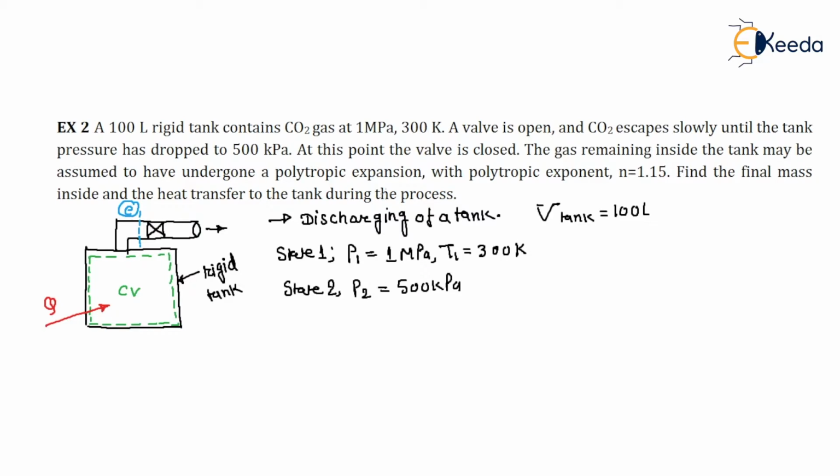At this point the valve is closed. When the pressure inside the tank is reduced to 500 kilopascal, the valve is closed, then the gas which is left in the tank will expand. Why expanding? Because the pressure will reduce, and that expansion is a polytropic expansion. And what is the index? 1.15. Find the final mass, that is m2.